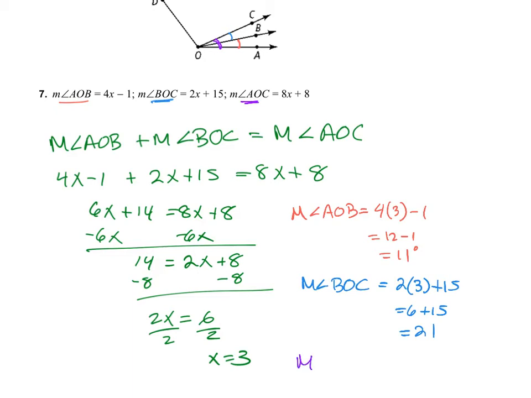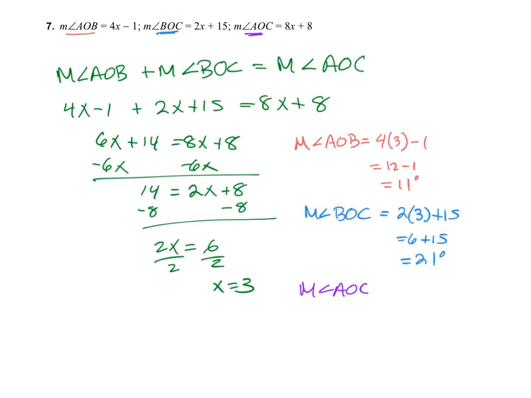And the last one is AOC. So the measurement of angle AOC should be the sum of those two, right? So I'm missing my degree right here. So let's check, right? It equals 8 times 3 plus 8. So 24 plus 8 equals 32 degrees. As you can see, if I add 21 plus 11, that's 32. And I have my three measurements right there.